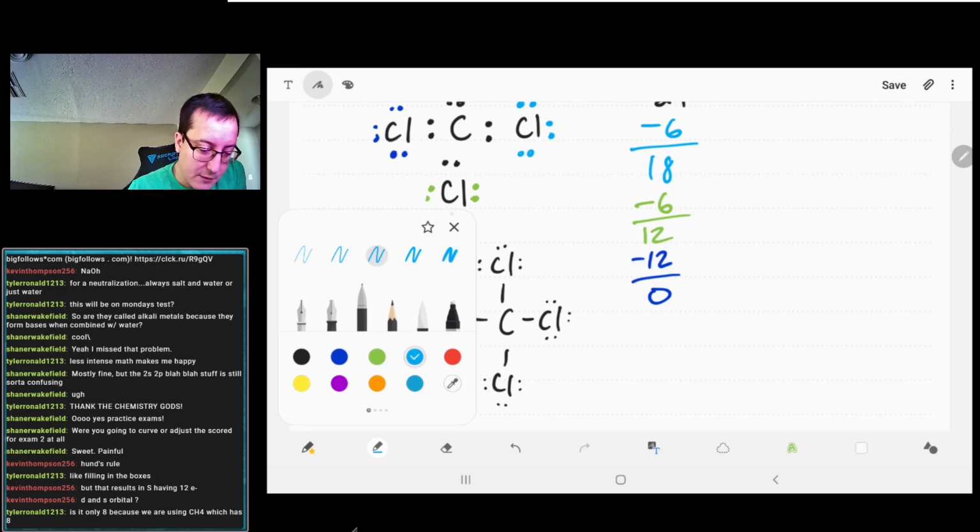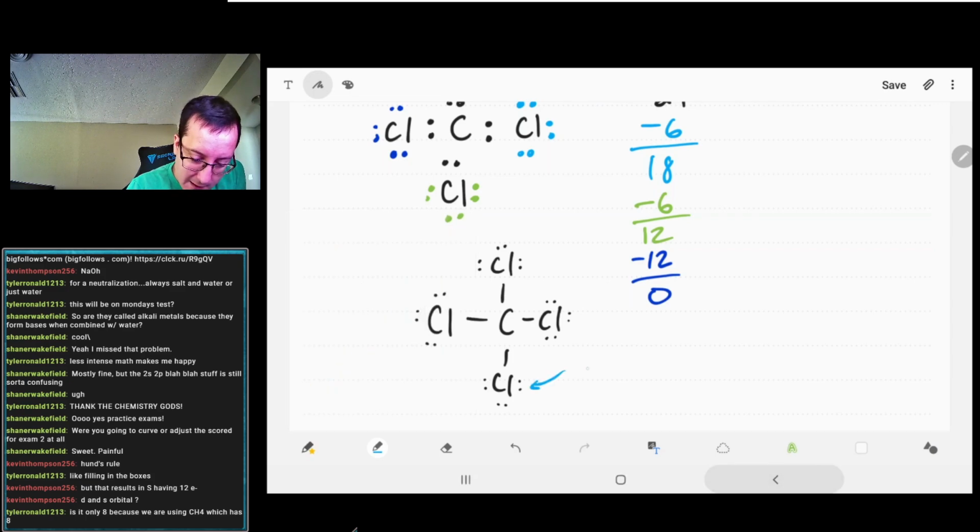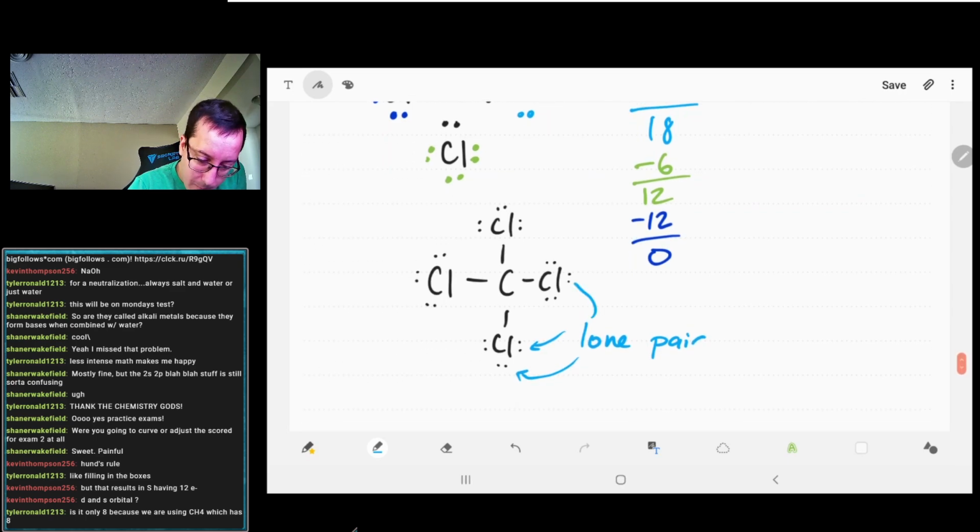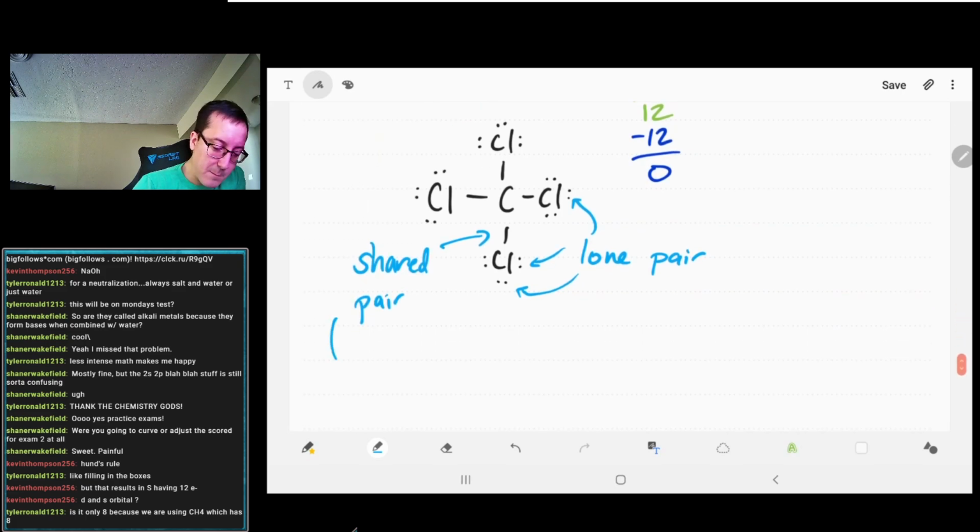A few bits of terminology. This thing is called a lone pair. These are all lone pairs, the dots on the outside. And this is a shared pair, also called a bonding pair.